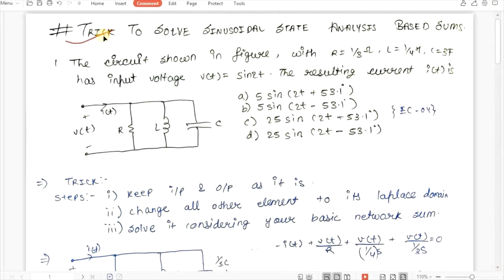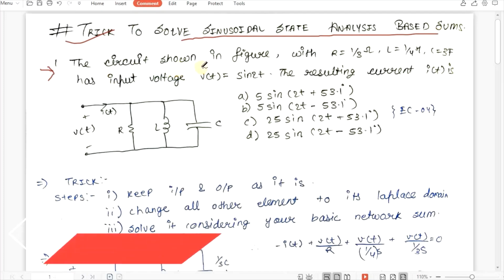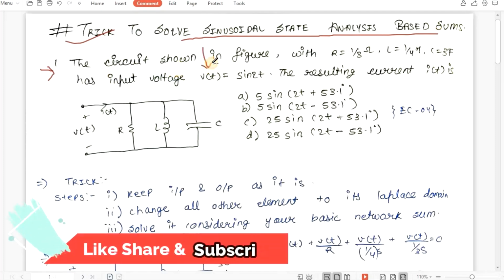Hello friends, today we are going to see the trick by which we can solve any sinusoidal state analysis based sum very fast and very easily. Before we jump to the sum, first let us see how to judge whether our sum is for sinusoidal state analysis or not.